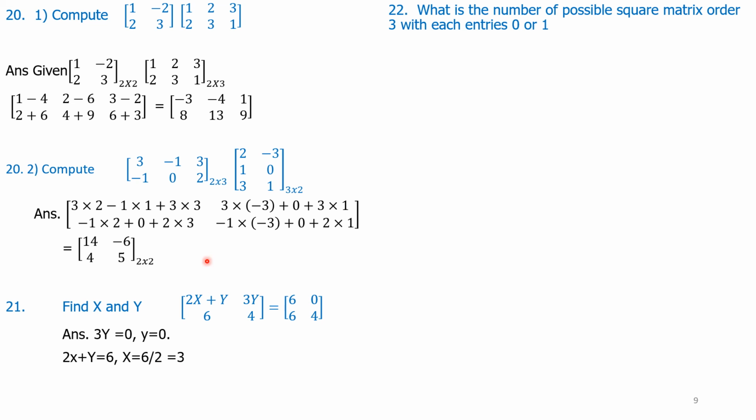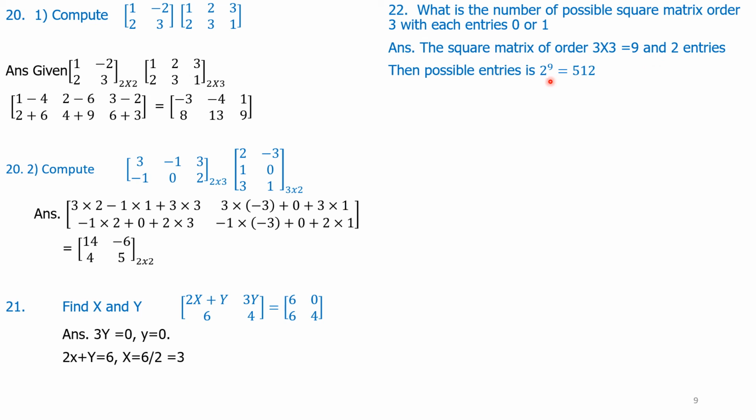Question number 22. What is the number of possible square matrix of order 3 with each entry 0 or 1? It is a square matrix given. The square matrix of the order of 3. The square matrix means 3 rows and 3 columns. That is equal to 9. So, number of elements will be 9 and 2 entries. Therefore, it will be 2 entries for each element, equal to 2 to the power of 9. That is equal to 512. That is the answer.